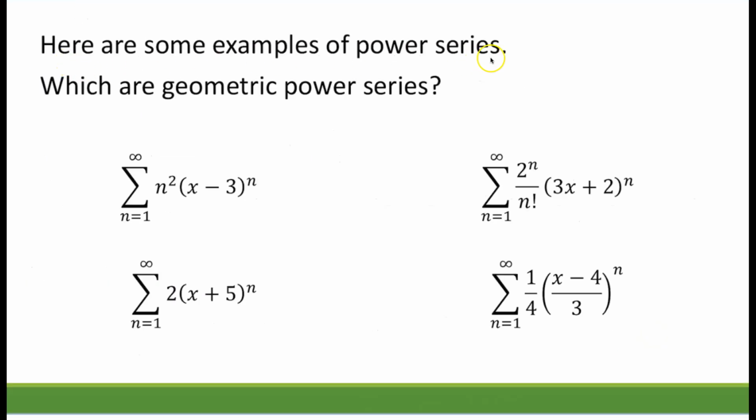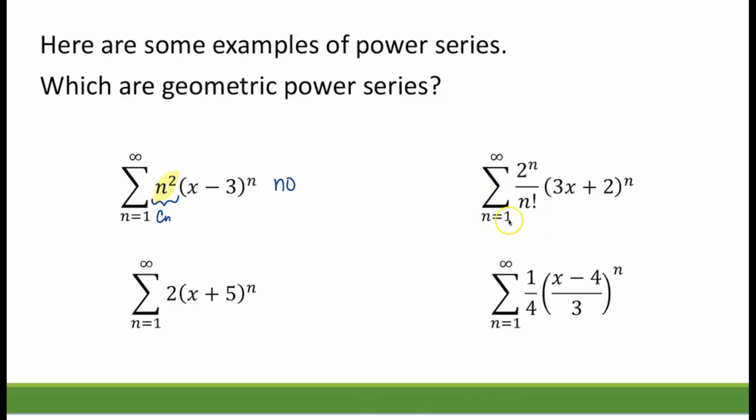Here are some examples of power series in summation notation, and we are being asked which are geometric power series. So here I have the sum of n equals 1 to infinity of n squared times (x minus 3) all raised to the n. So this is not a geometric power series because what we're looking at is that c sub n in the front. If that is a function of n, so right here, this is a function of n, it's not just a constant, this would be just a regular power series, not geometric. So no, this is not geometric.